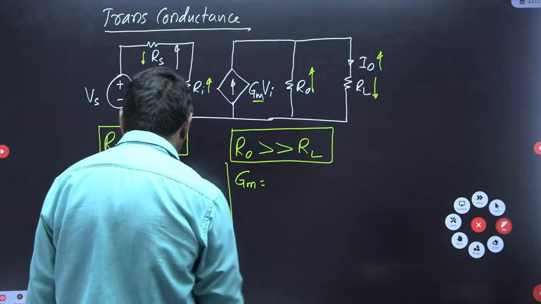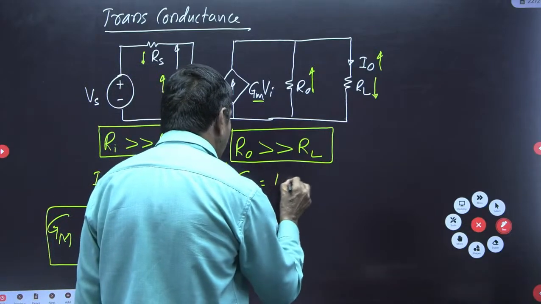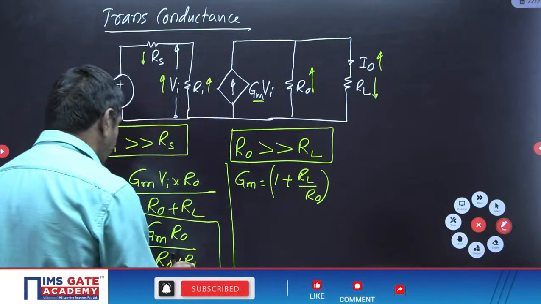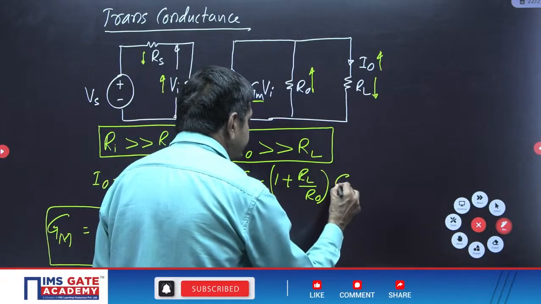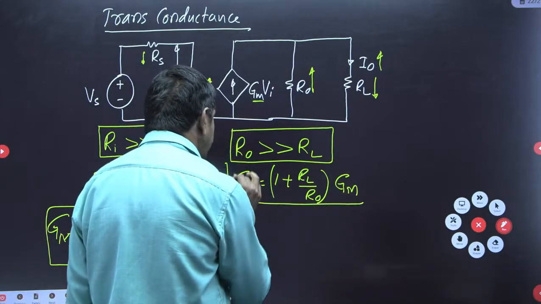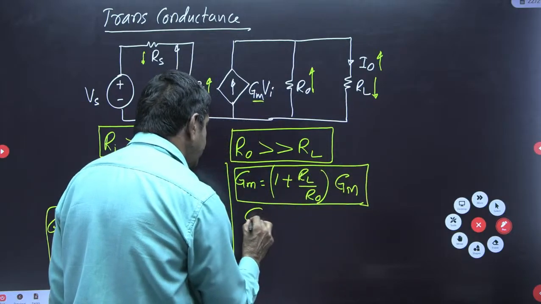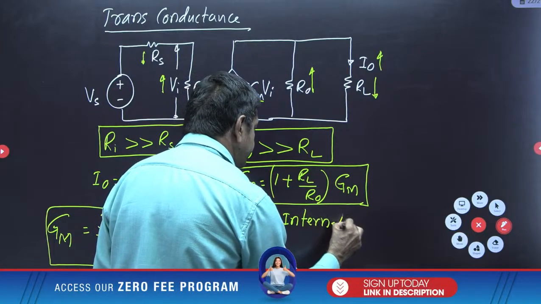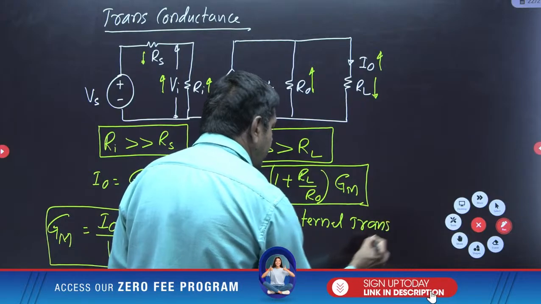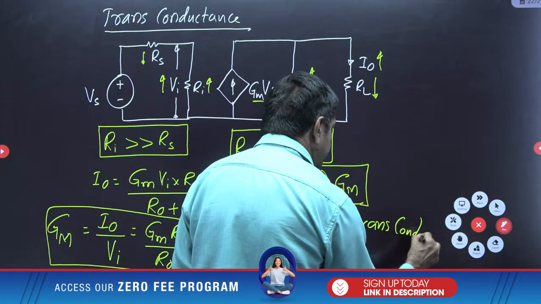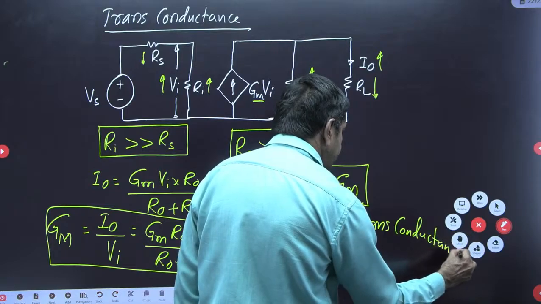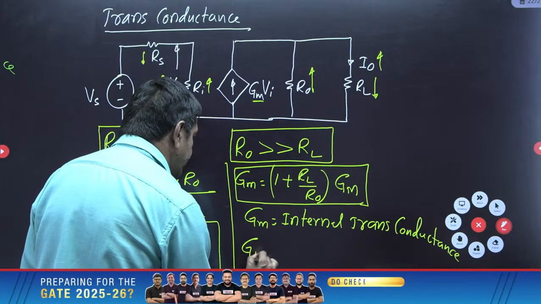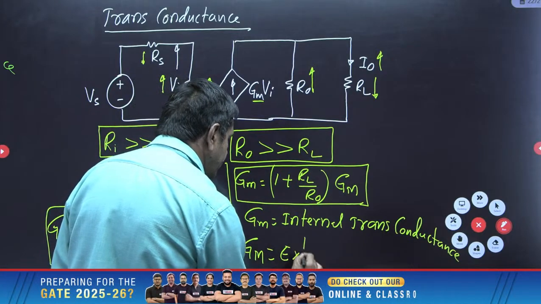The last one, G suffix capital M. If you want to find the G suffix capital M, you divide Gm by 1 plus RL by R0. That is, Gm divided by 1 plus RL by R0. This is the internal transconductance. Gm is nothing but internal transconductance, and G suffix capital M is external transconductance.